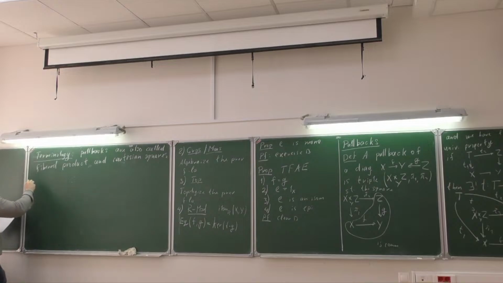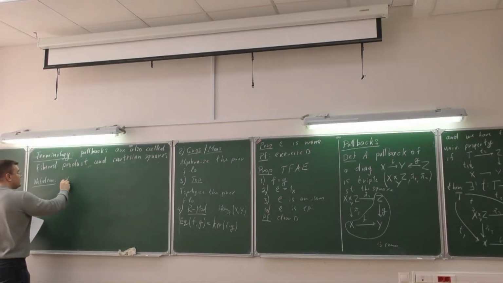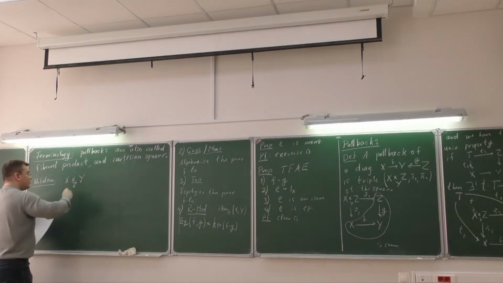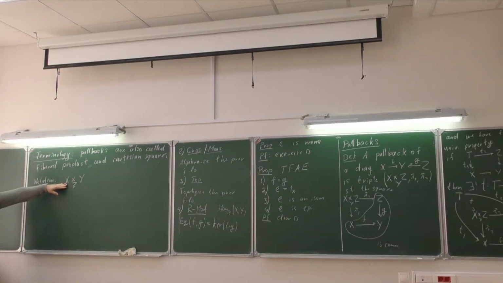And for notation, there is also a little remark that you can notice. Of course, when you write a fibered product like this, or pullback like this, it doesn't really depend on the objects X, Y, and Z. It also depends on the maps f and g. So it really depends on the diagram, not just objects.